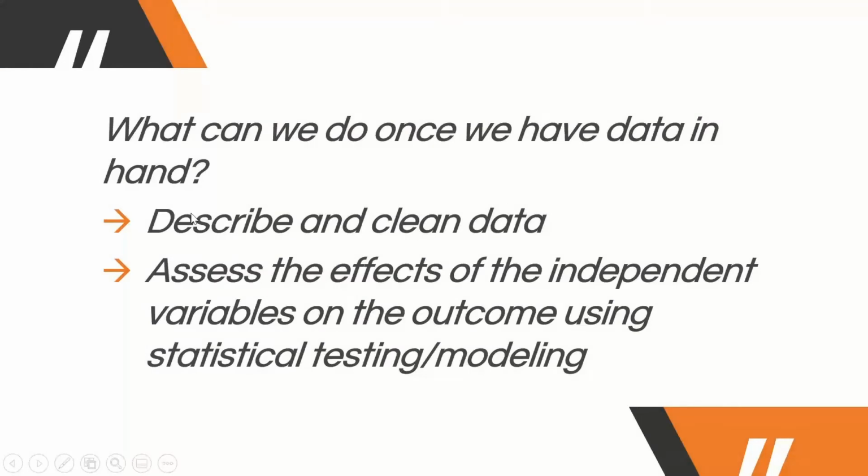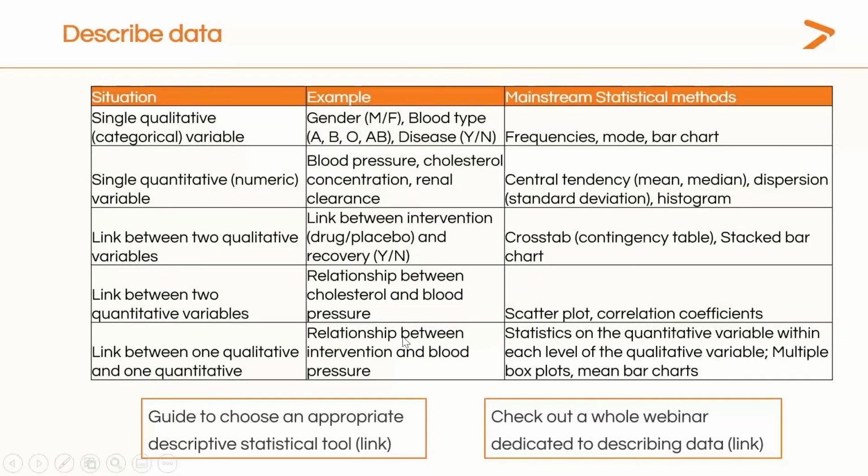So now that we have data in hand, what should we do? This is a suggestion. If you're not familiar with statistical analysis, this is a small suggestion from me to you. First, describe, of course, and clean the data. Then assess the effects of the independent variables on the outcome using statistical testing and modeling. Now, how to choose the appropriate descriptive tool or the appropriate testing or modeling tool? Here are a few guides.